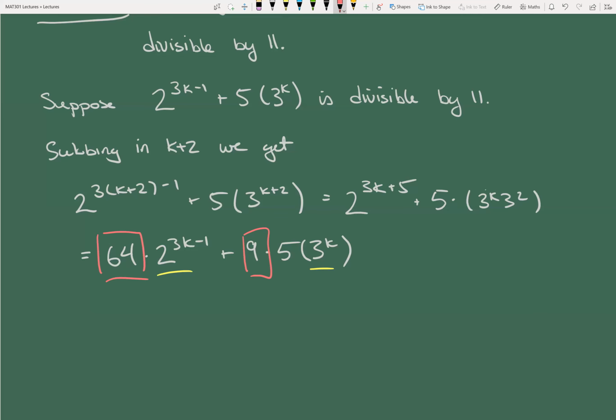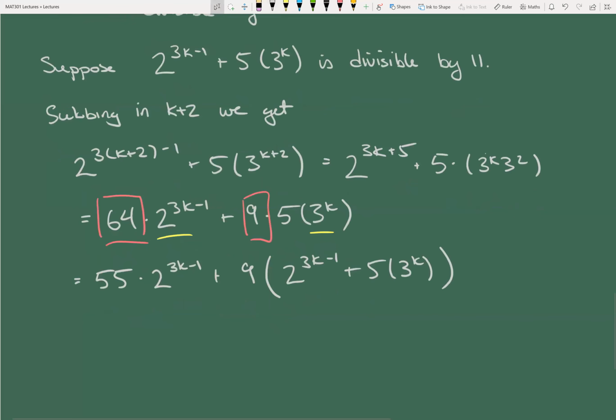Sure. So I actually, yeah, I guess you could do that. Yeah, sure. Kayla, let's do it that way if you want. So that's not actually how I would do it, but that should work. So let's give that a shot. So we're going to write this as 55 times 2 to the 3k minus 1, which is certainly divisible by 11. And then we're going to have 9 times 2 to the 3k minus 1 plus 5 times 3 to the k. Sure, you can do that.